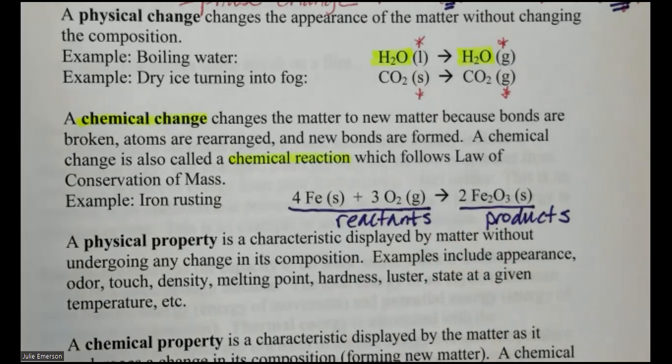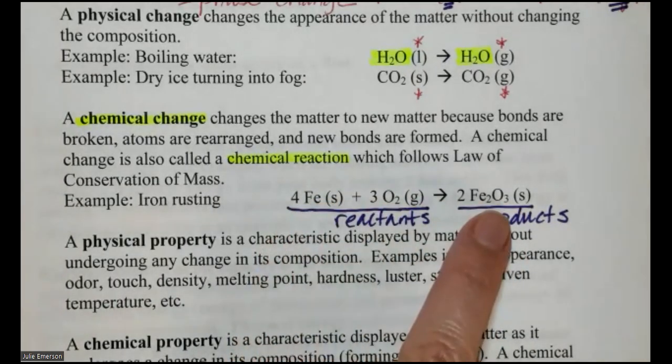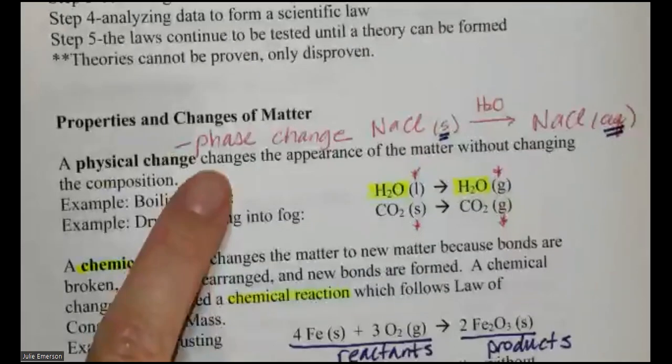So anytime you change the composition from reactant to product, by forming new bonds and new compounds, that is always going to be a chemical change. Now, when you have a chemical change, you typically have things that show you there's new matter formed. You're going to see a color change. And you might think, well, wait, that changes the appearance.